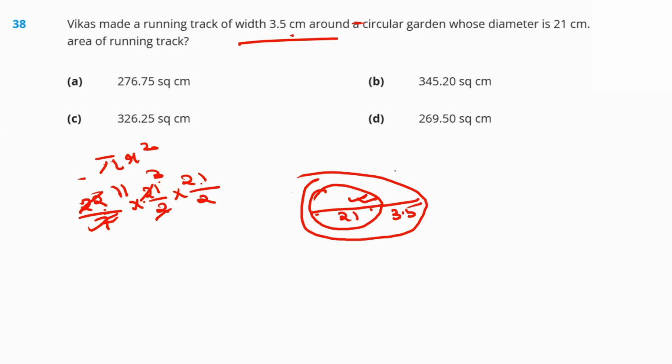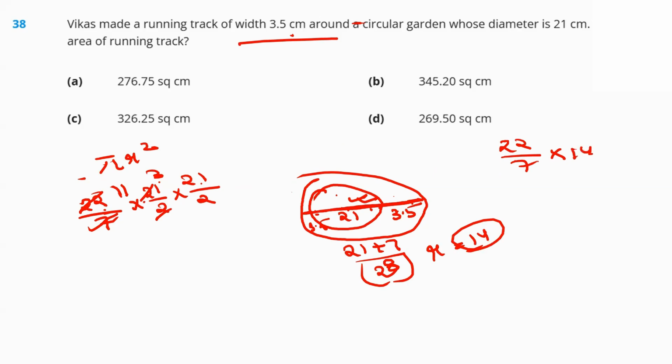The other way around, if we just have to find the area of the circular path with the area of the track also along with the garden, the formula would be 22 by 7 multiplied to 21 plus 3.5 plus 3.5. That's 21 plus 7. That's 28 as the diameter. When 28 is the diameter, the radius is half of it, 14. So 22 by 7 into 14 into 14. That's 7 2s are 14. 22 into 2 into 14.